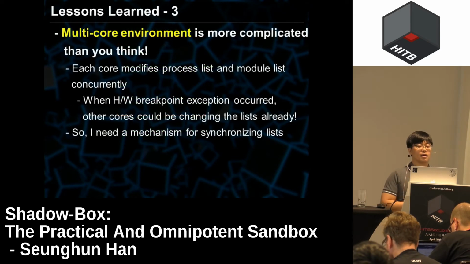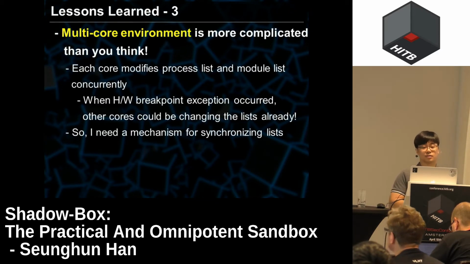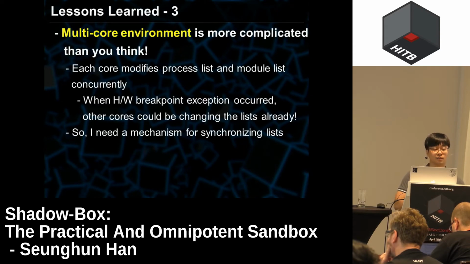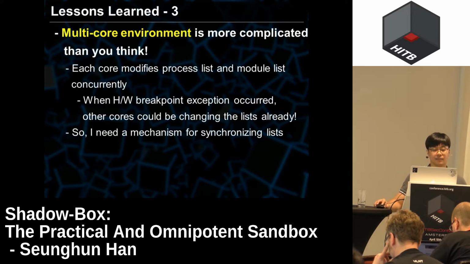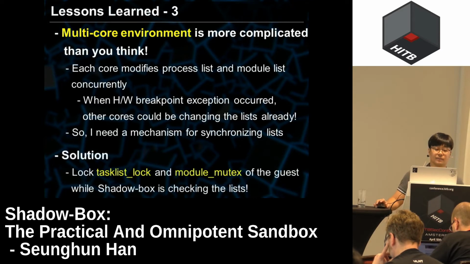Lesson 3. Multi-core environment is very complicated. Each core modifies the process list and module list concurrently. When a hardware breakpoint exception or VM preemption timer interrupt occurred and Shadowbox tried to check them, other cores could already be changing them. Therefore, you need a mechanism for synchronizing this data. The solution is that you use the task list lock and module mutex of the guest for synchronization.